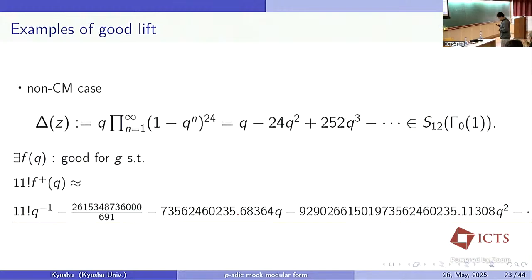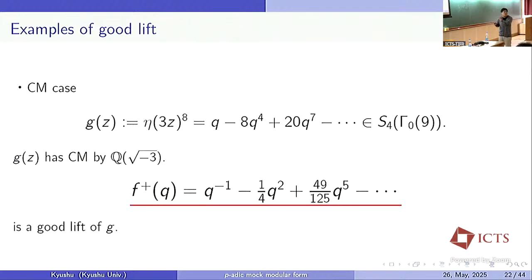I have not read the details, but it is known that there is an explicit calculation of the good lift of Poincaré series. So I think they express Δ(z) by the Poincaré series, and they use the good lift of Poincaré series in order to calculate. Maybe. Thank you.